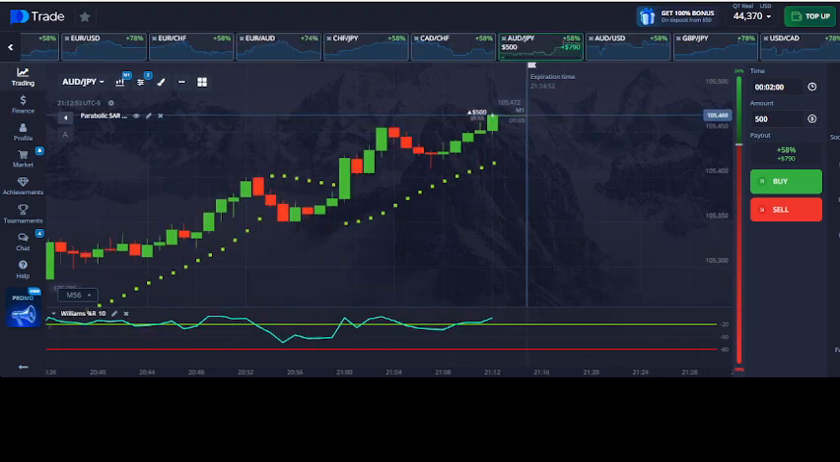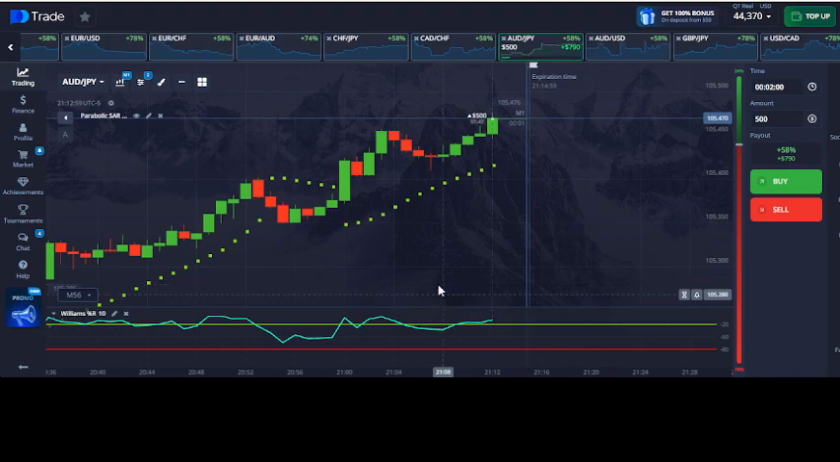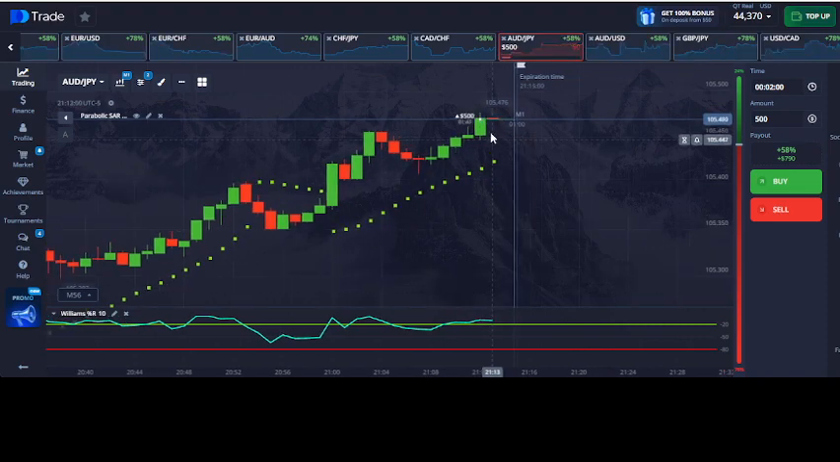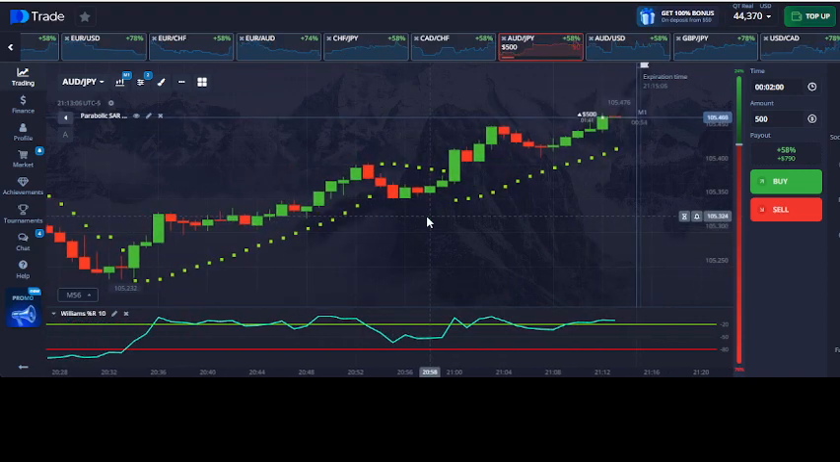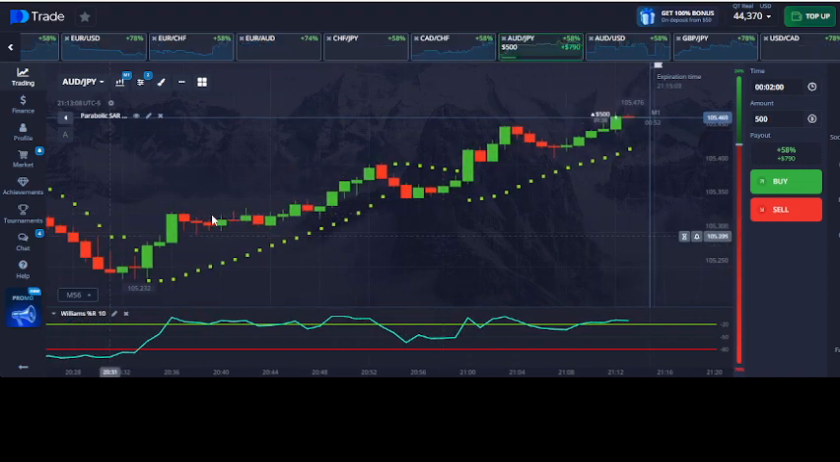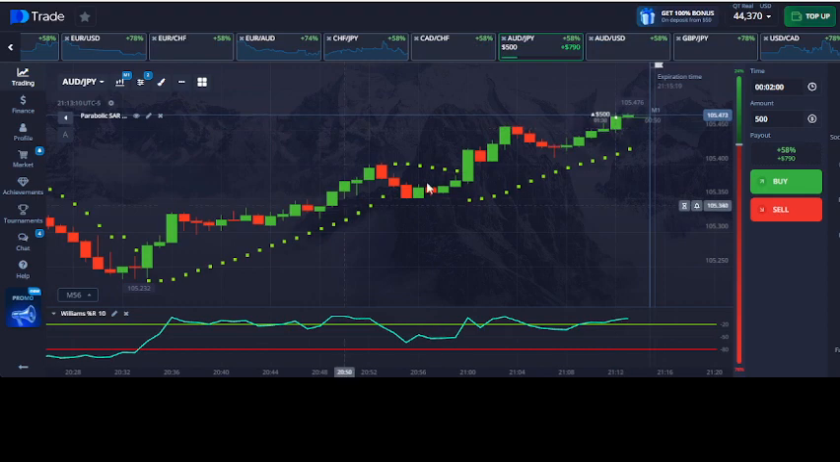Okay. So I just took a buy trade. I'm on the Aussie dollar Japanese yen currency pair here. And I just took a buy trade. Now, the reason why I took the buy trade, we're seeing a strong bullish uptrend overall in the price of the currency pair here.